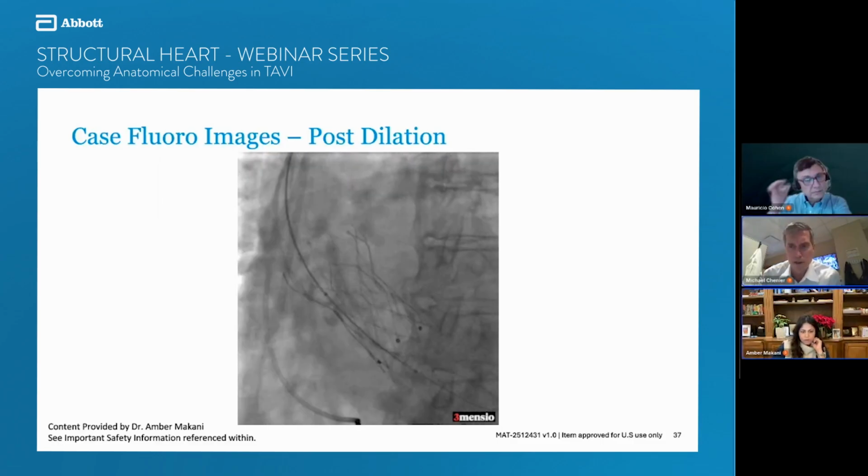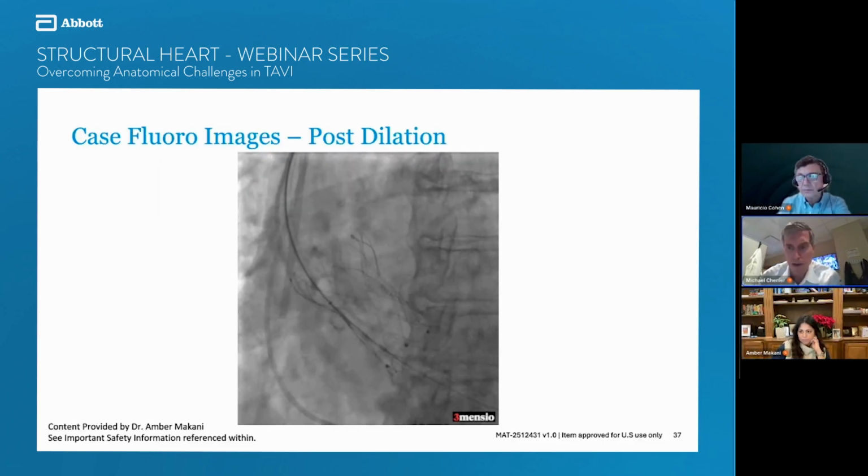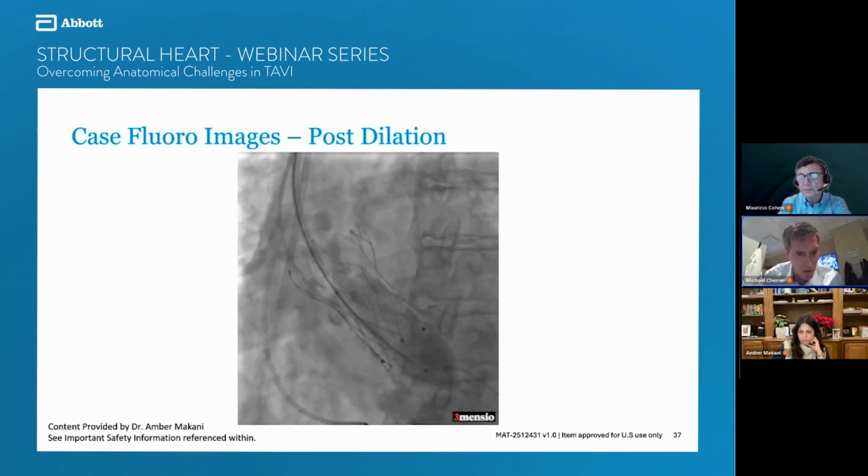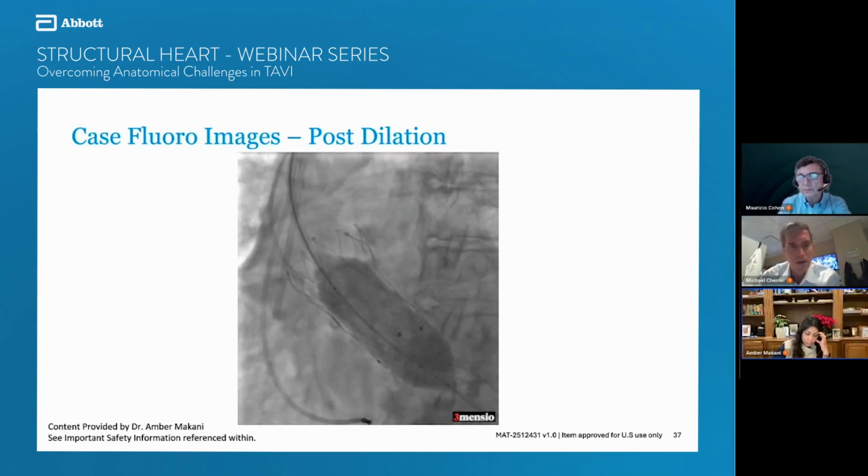So there's a couple of questions in the chat that I think we can quickly answer. So what size and brand balloon did you use to post-dilate? That looks like a True balloon, right? Yeah, so that's a True balloon. It's a 22 True balloon.